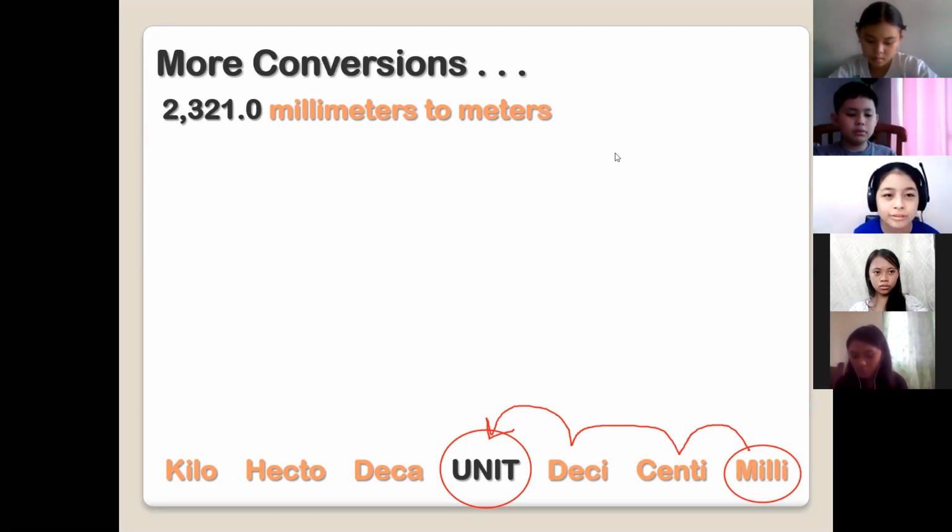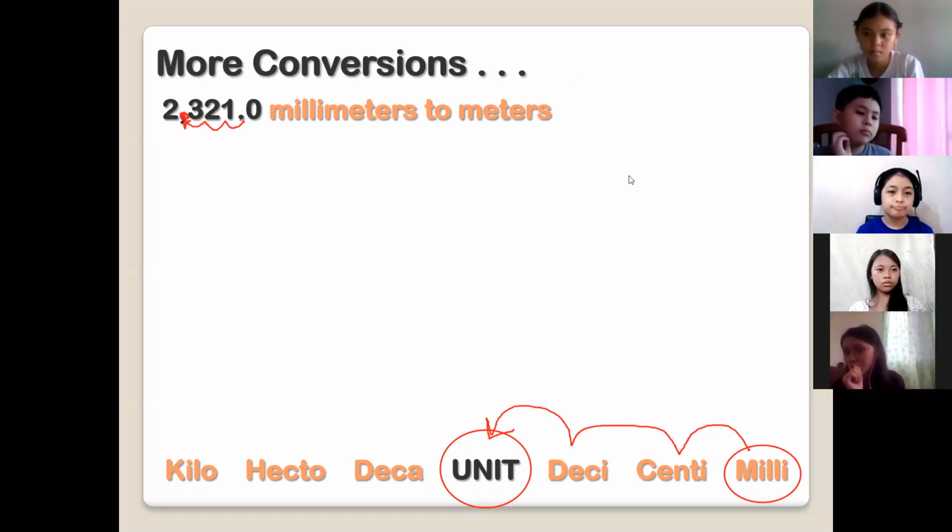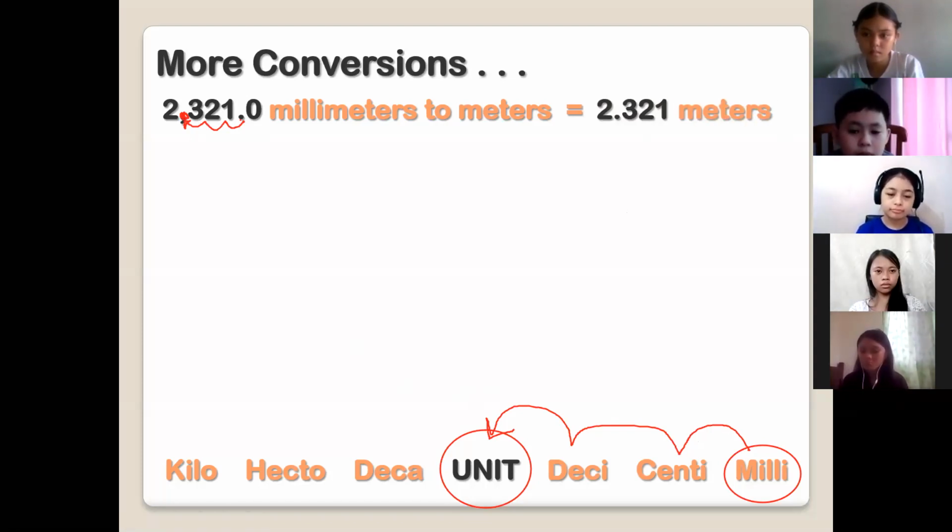Okay, let's analyze it, Chloe. The direction is going to the left. If you notice, the direction is going to the left 3 times. Therefore, the direction of your decimal movement from the given is also going to the left. So from here, this is your decimal point. You move it to the left, the same direction as the illustration. So we have 1, 2, 3. The direction goes to the left, and now your decimal point is in between 2 and 3. Get it? So your answer is 2.321 meters. That easy, right?